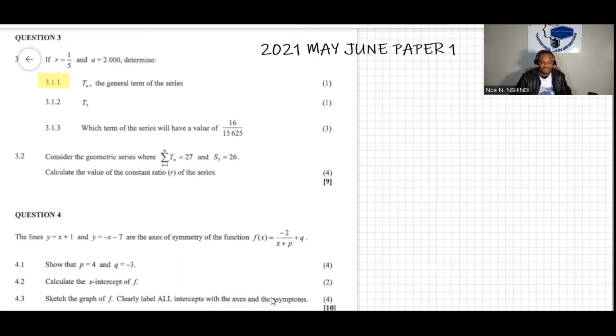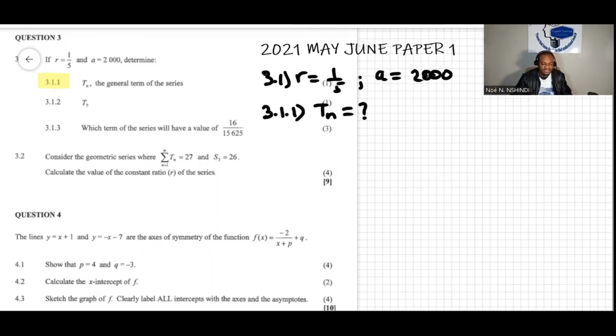All right. I'm going to write the question here, 3.1. We have R equal to 1/5, and A is equal to 2000. For 3.1.1, they say determine Tn, the general term of the series.